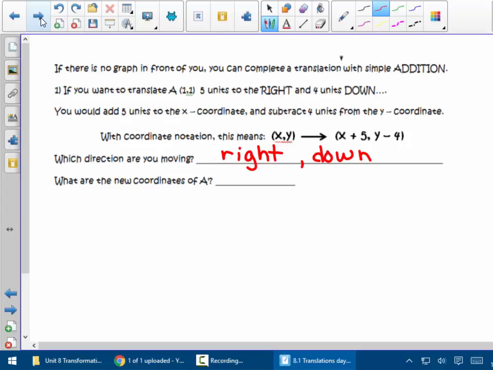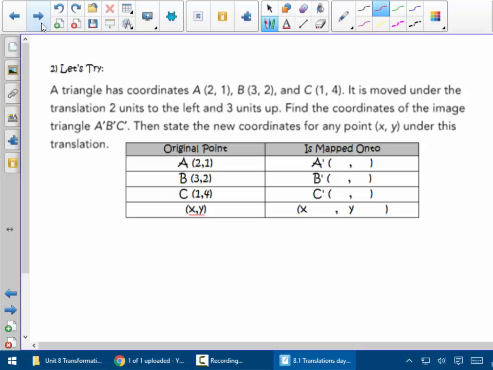And what are the coordinates of A's image then? Well, 1 plus 5 would give me 6. And y, which is 1 minus 4, would give me negative 3. So my image, A's image, would be 6, negative 3. You've been seeing me do this.